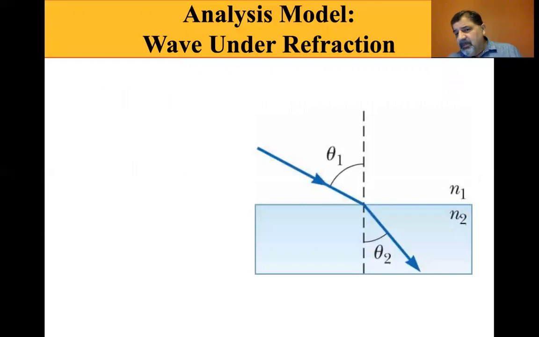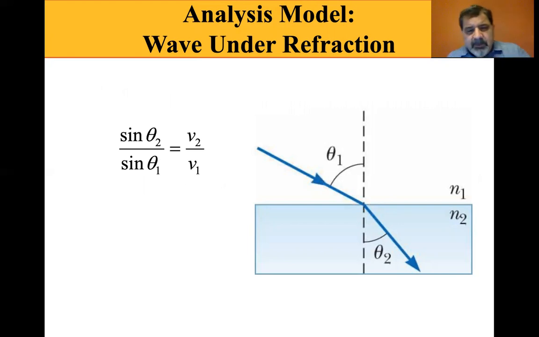Okay, let me catch up with my notes because I always forget what these talk about. Okay, the ratio of sine theta 2 over sine theta 1 is equal to V2 over V1. This is for light waves. For light waves, it's Snell's law of refraction, but there are other applications.